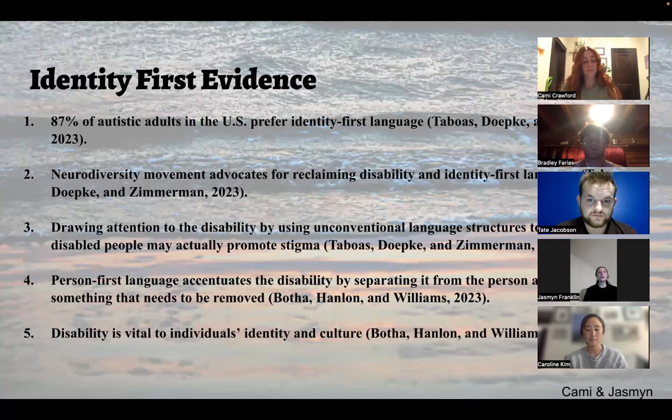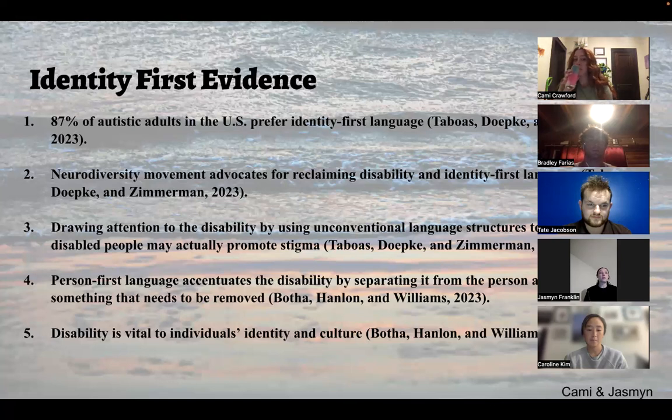In 2023, both Hanlon and Williams discussed in their article that person-first language accentuates the disability by separating it from the person, as if it is something that needs to be removed. The article says autism cannot ever be separate from a person. To combat autism is to combat autistic people.